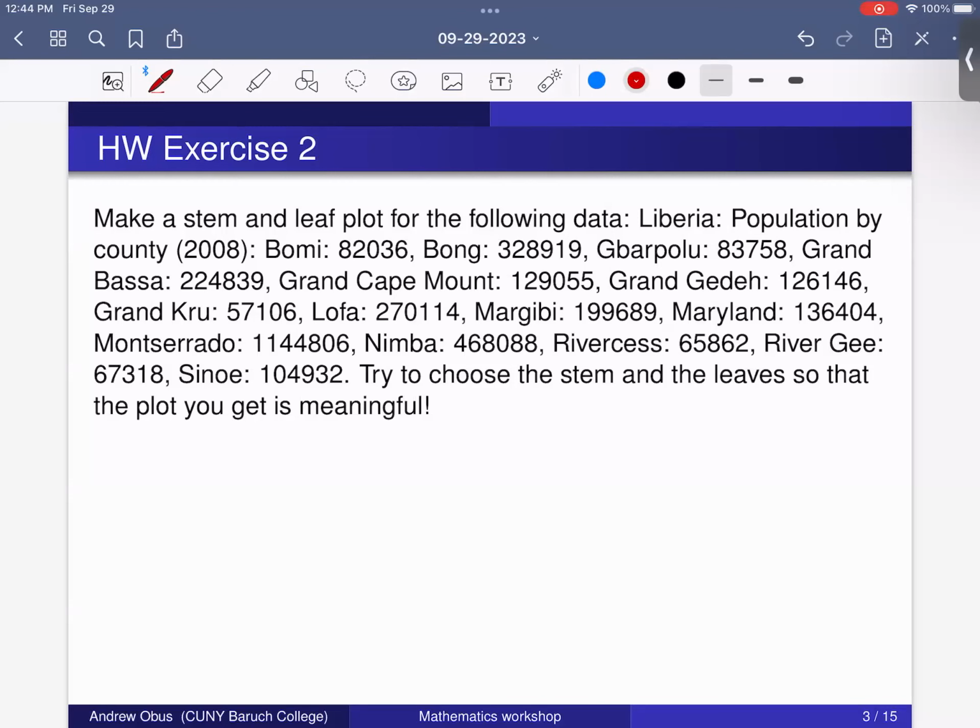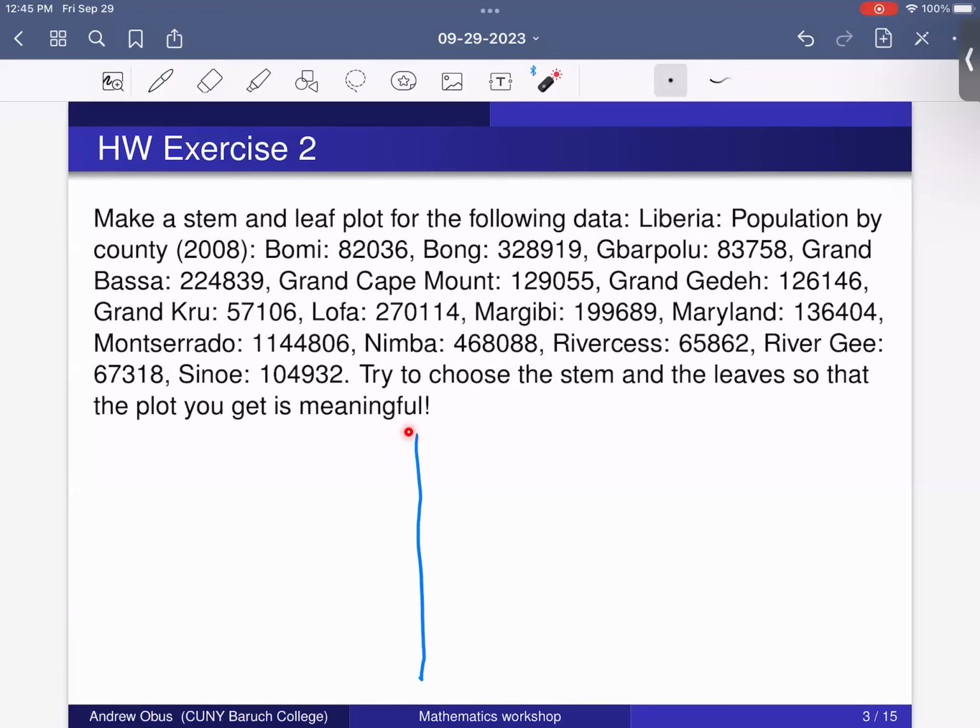And so the question is, we know that we're going to have a stem, and we know that we're going to have some leaves. Remember that for the stem and the leaves, we have to have a consistent place value in between them. So what digit should be the digit that defines the stem, the digit on the left side of the bar, and what digit should be the first digit of the leaf, on the right side of the bar?